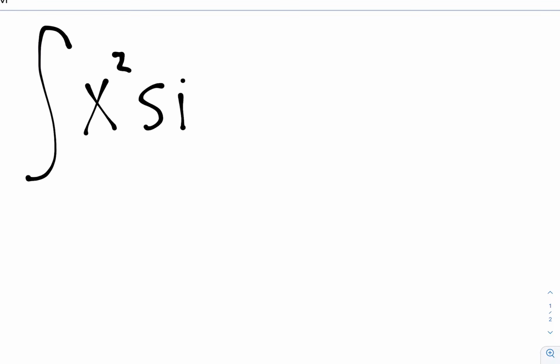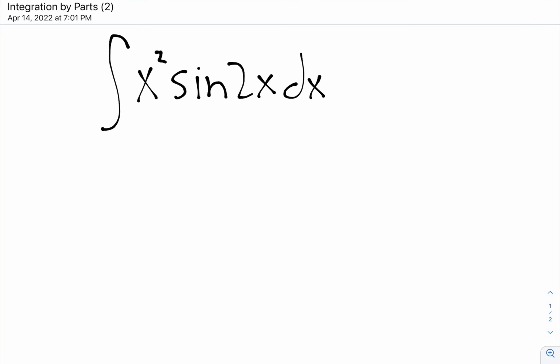So let's take the integral of x squared times sine of 2x dx. Okay, this is our integral. So first we have to choose u and v. So let's refer to that table I had before.